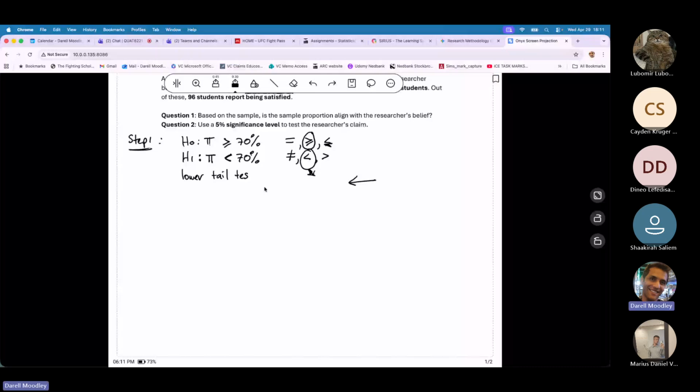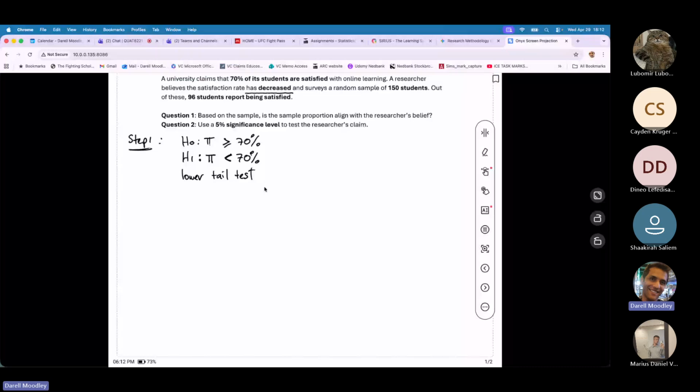Now, I'm going to look at a little statement here because this is going to help me in step 5. You don't have to do it when you're doing it in the exam, but I do it because it makes step 5 a lot easier for me. So H1 is what the researcher believes, because it says in the question, the researcher believes it has decreased. So this is the researcher's belief. Okay, that's step 1.